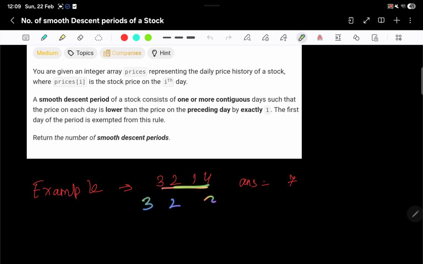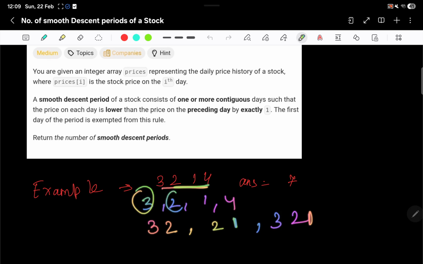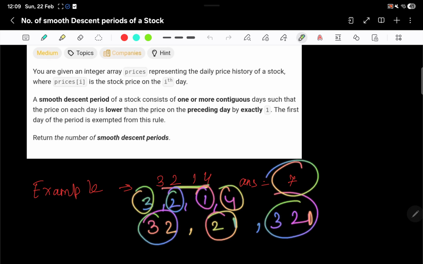So let me just write how many descent periods are here. 3 2 1 4, then 3 2 is 1, then 2 1 is 1, and then 3 2 1 is 1. So how many are there? 1 2 3 4 5 6 7. The answer is 7, right? But the main question is, let's say that I wanted to find how many subarrays can be formed for this length, right?